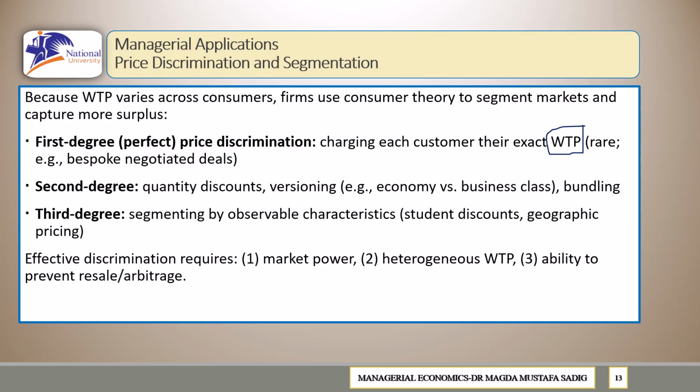Successful price discrimination requires market power, heterogeneity, different willingness to pay, and no resale between customers, no ability to prevent resale or arbitrage.